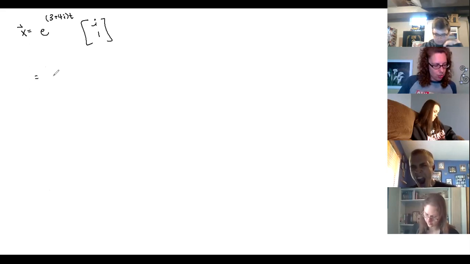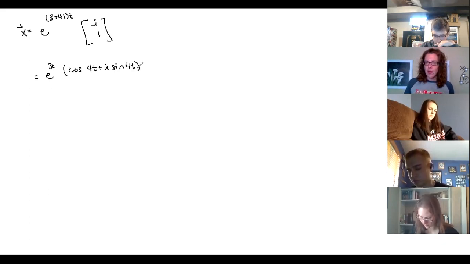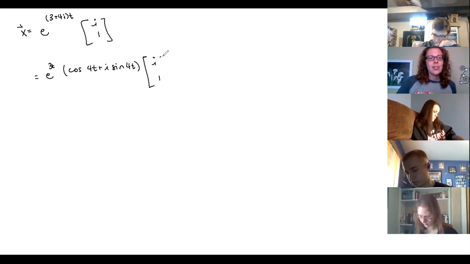So we can do e to the 3t times cosine of 4t plus i sine of 4t, right? We can rewrite that: e to the 3t, cosine 4t plus i sine of 4t. And then I've still got this times the vector (i, 1).